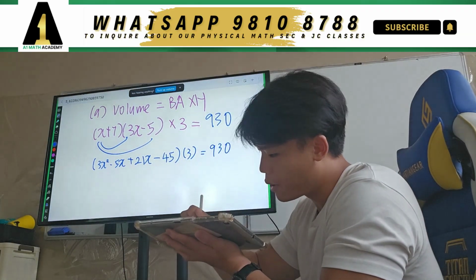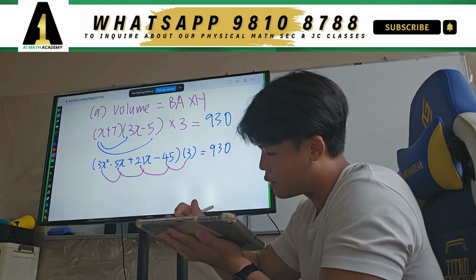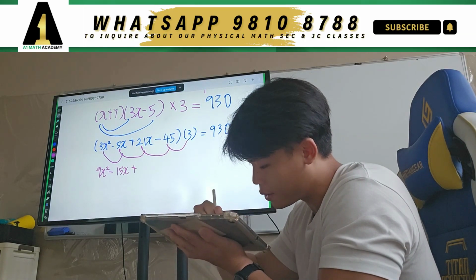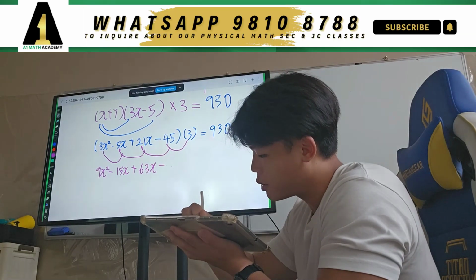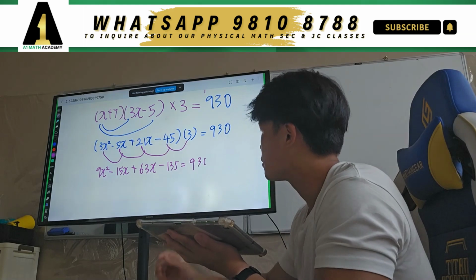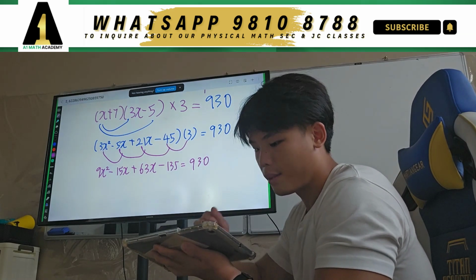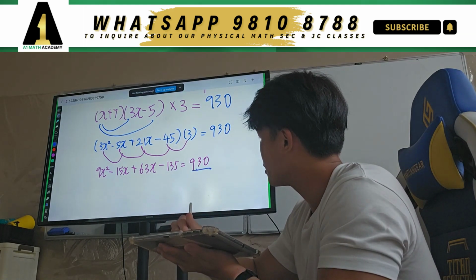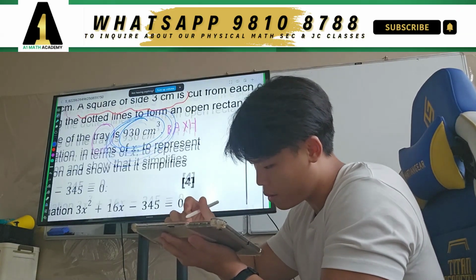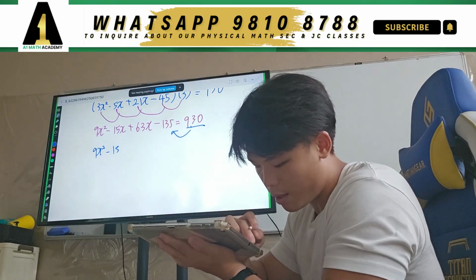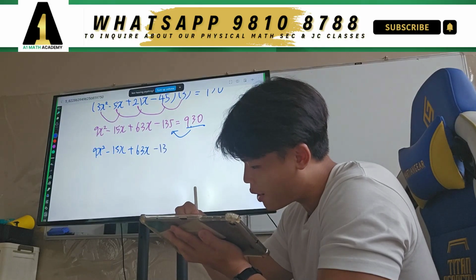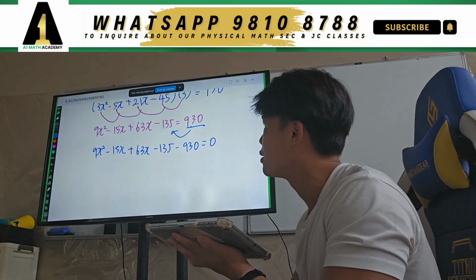So after that you can bring the 3 inside. You end up with 9x squared minus 15x plus 63x minus 135 equals 930. Then from here you bring the 930 to the other side, right? So you have 9x squared minus 15x plus 63x minus 135 minus 930 equals to 0.